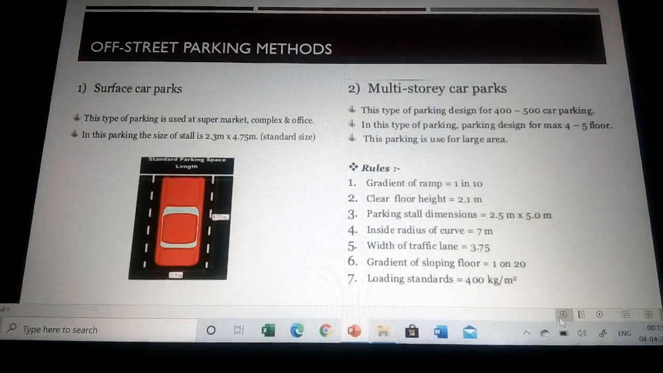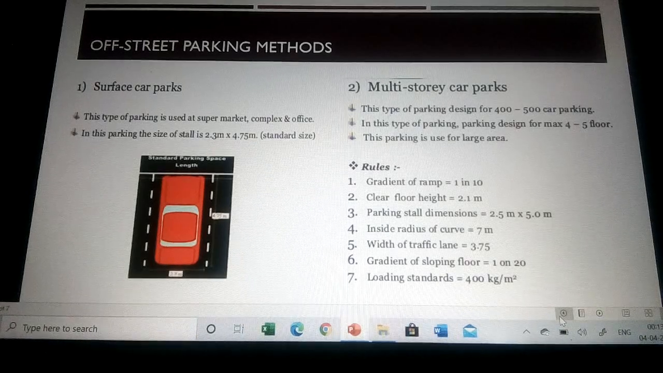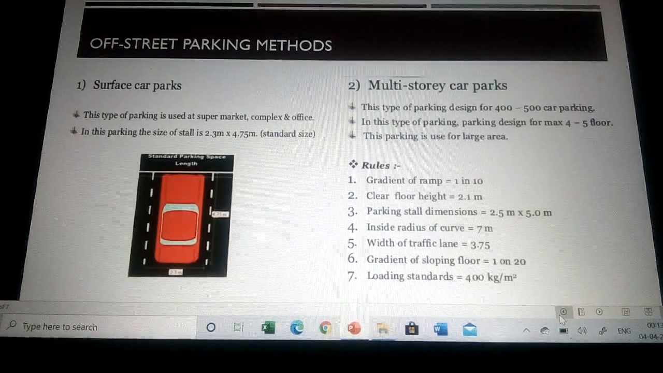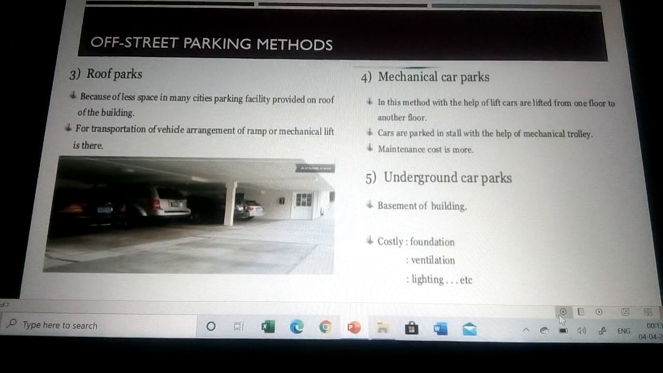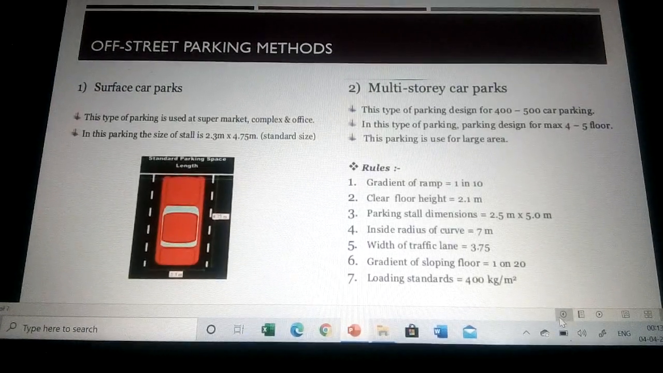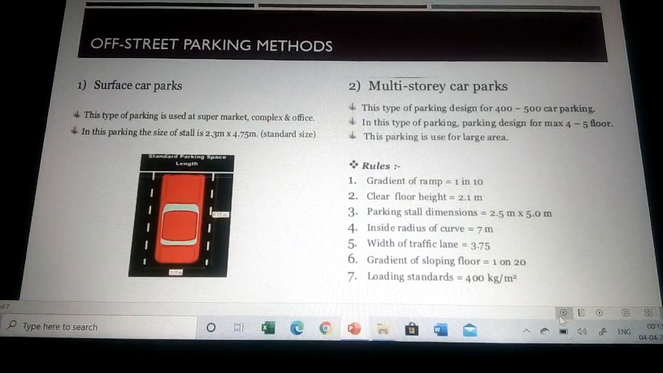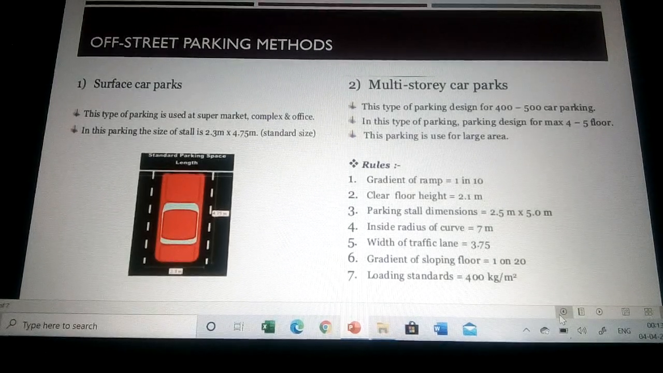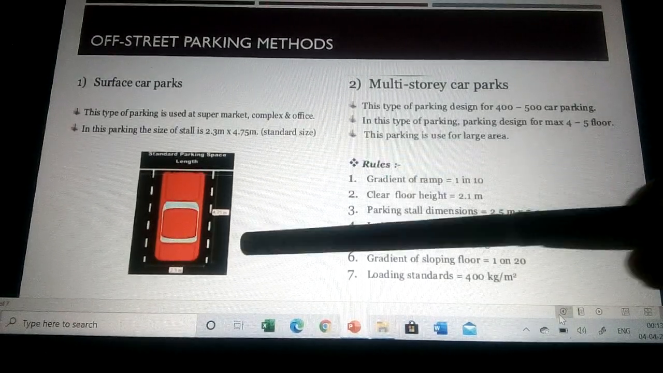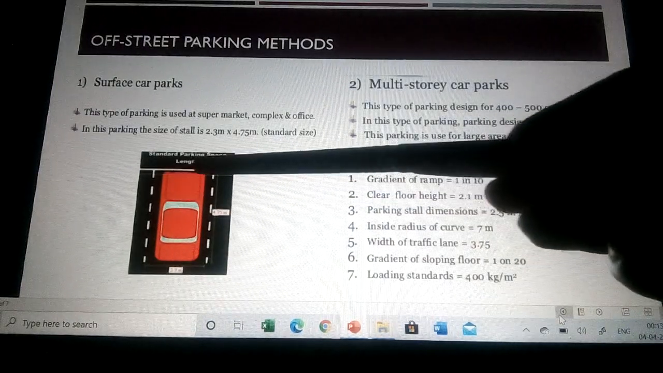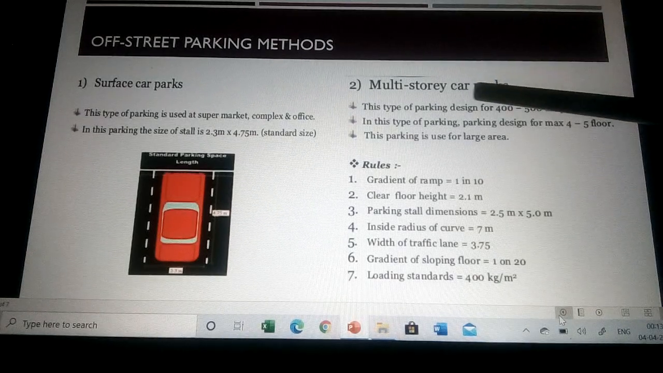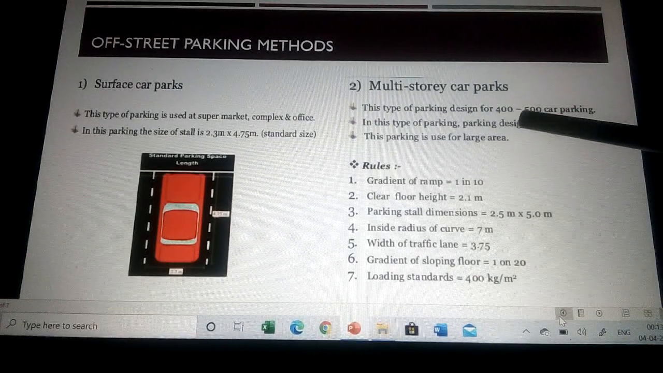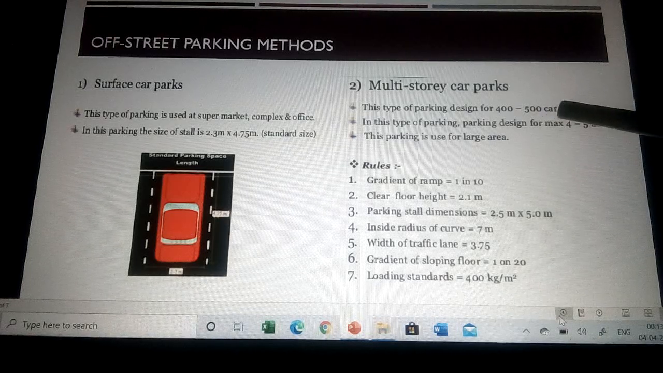Now, what are the different parking methods? Let's see the different parking methods. It is surface parks, multi-story car parks, roof parks, mechanical car parks, and underground car parks. Now, surface parking is used, for example, at supermarkets, complexes, offices. In this parking, the size of a stall, you can see in the figure, is 2.3 meters by 4.75 meters standard size. In case of multi-story car parks, this type of parking is designed for 400 to 500 cars.